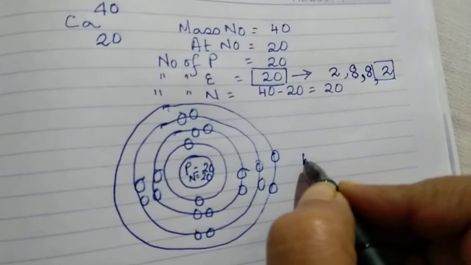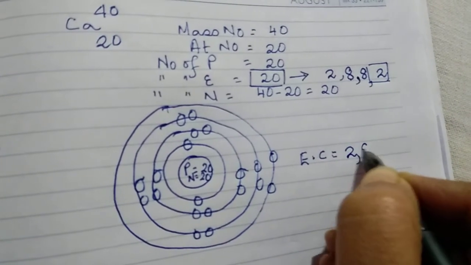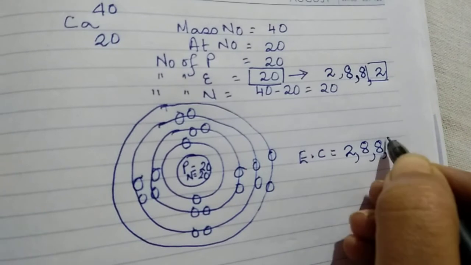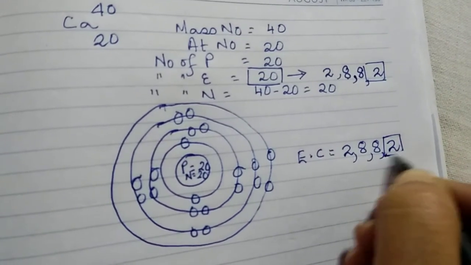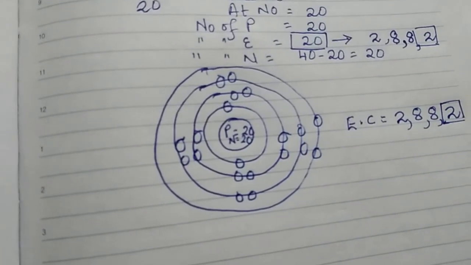So electronic configuration, we write it as EC. It is 2, 8, 8, 2. So 2 electrons in the outermost orbit. So the valency of calcium is 2. Understood? Okay.